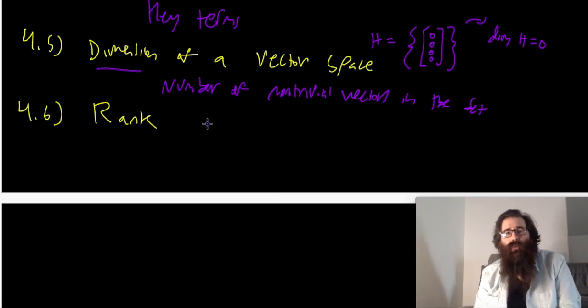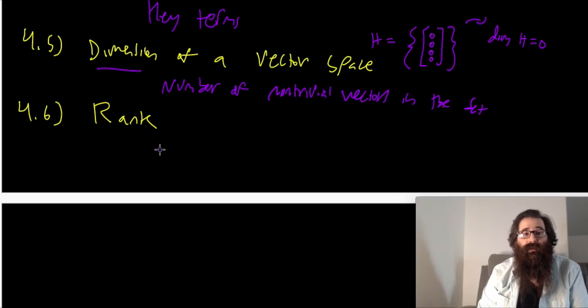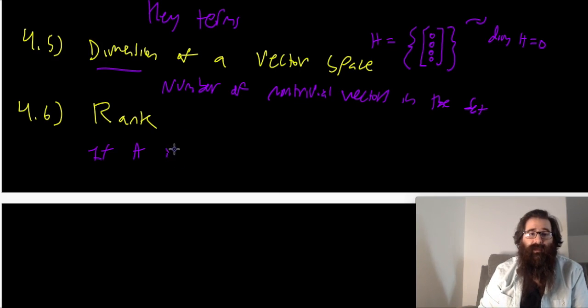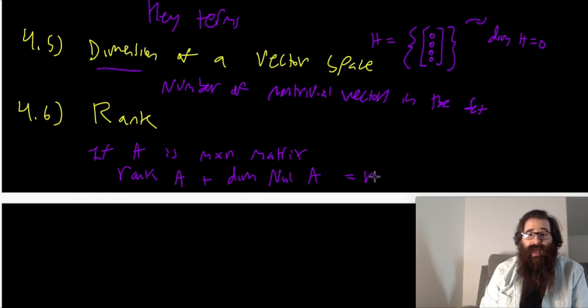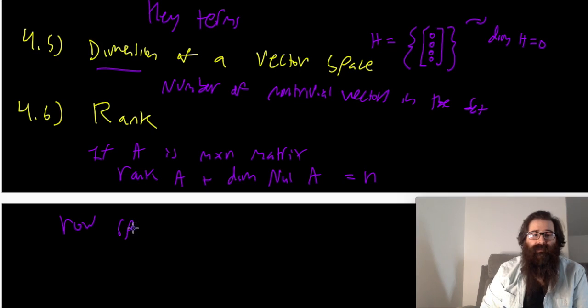Which brings us to our last section on rank. Here in the section on rank, we introduced the idea of row space, in addition to column space and null space. We talked a lot about our rank nullity theorem: if A is an m by n matrix, then the rank of matrix A plus the dimension of the null space of A, sometimes referred to as the nullity of A, is equal to n, the number of columns. And we also talked about row space in this lecture.